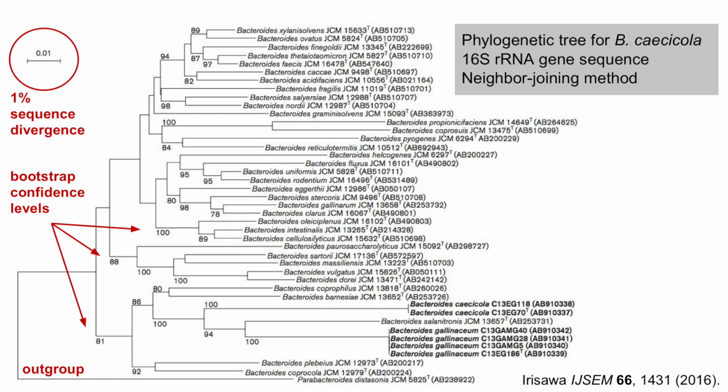And so that's where you get these numbers. If you see low numbers on some of the nodes, then you wouldn't trust that branch very much.